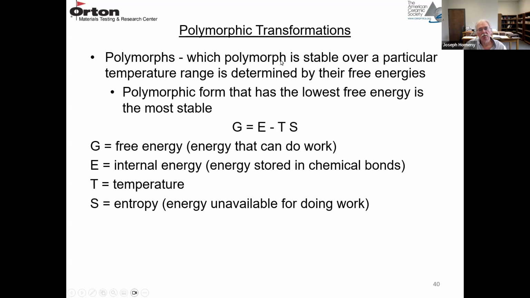So which polymorph is stable over a particular temperature range is going to be a function of their free energies. Whichever polymorph has the lowest free energy is going to be the most stable. So here's an equation that describes the free energy G. G is the free energy, the energy that can do work. E is the internal energy, the energy stored in the chemical bonds. T is the temperature, and S is the entropy. You can think of entropy as the energy unavailable for doing work. So G equals E minus TS.